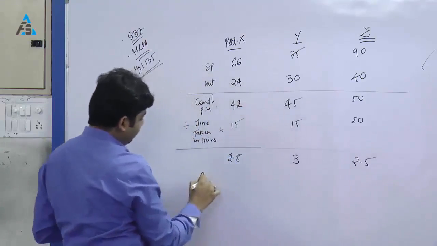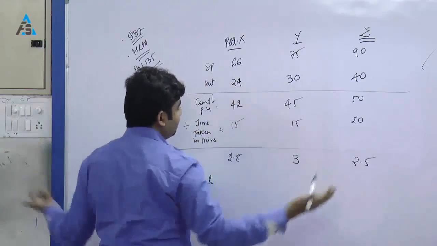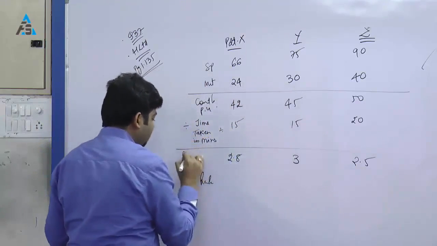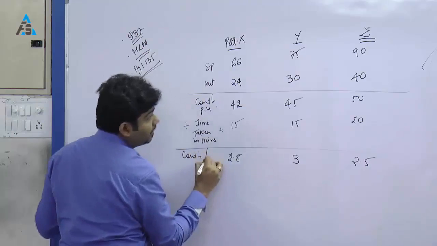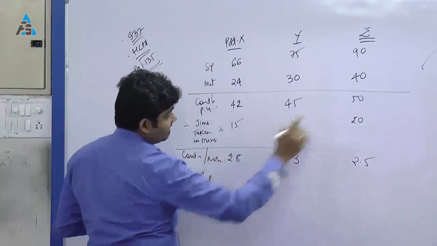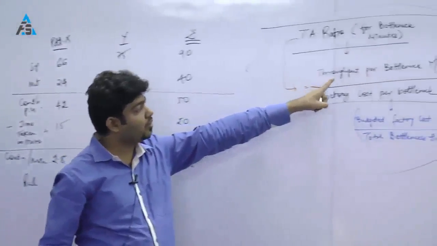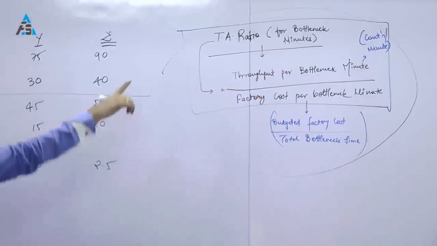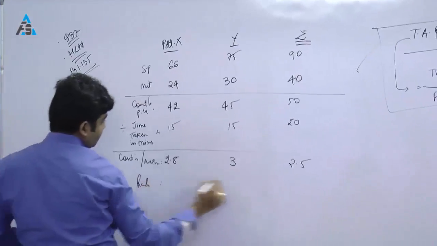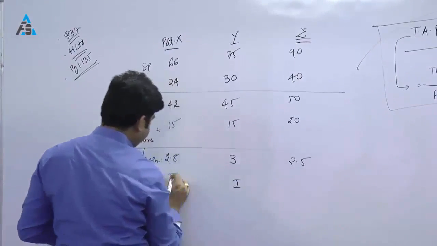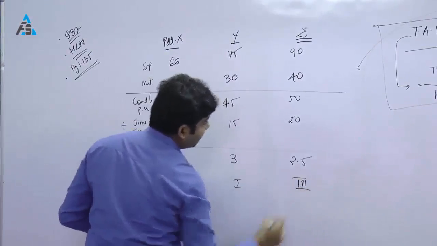So as per that, now ranking, which is giving me the highest contribution per limiting factor. So this is contribution per minute, which is my first part in this formula, which is throughput per bottleneck minute, contribution per minute. So first rank will be given here, second rank will be given here, and third rank will be given here.